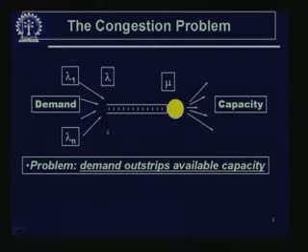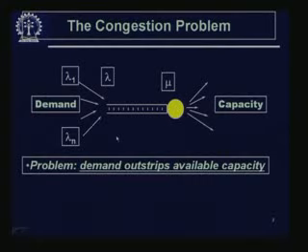So, we have this intermediate node or channel, and the demand is in the form of various sources pumping in packets at various rates, say lambda 1 to lambda n, and this is being serviced by the channel capacity or the router capacity. This is being serviced at the rate mu and going to various destinations. The problem is demand outstrips available capacity. So, this is basically the congestion problem.